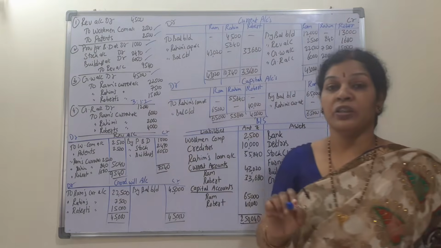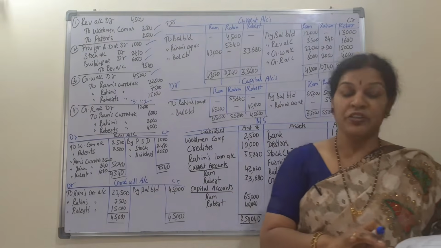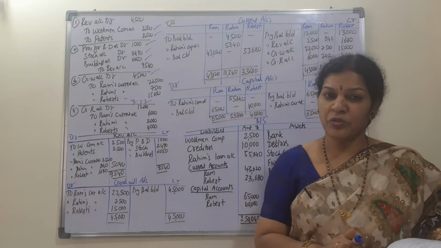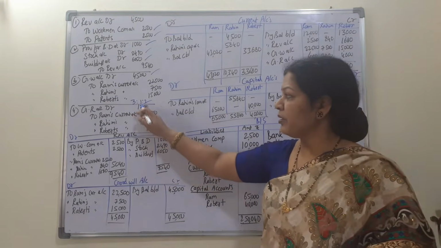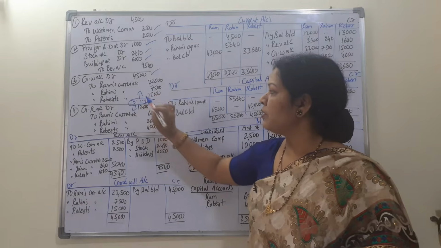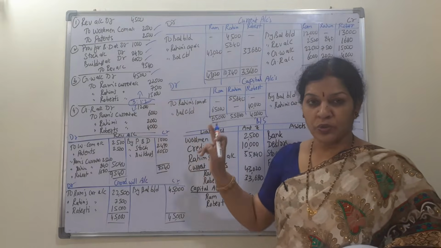3:1:2. It is distributed in the ratio 3:1:2. And also in the balance sheet there is a general reserve of 12,000. That is also to be distributed to all the partners in the same ratio. Both 12,000 distributed in the 3:1:2 ratio.